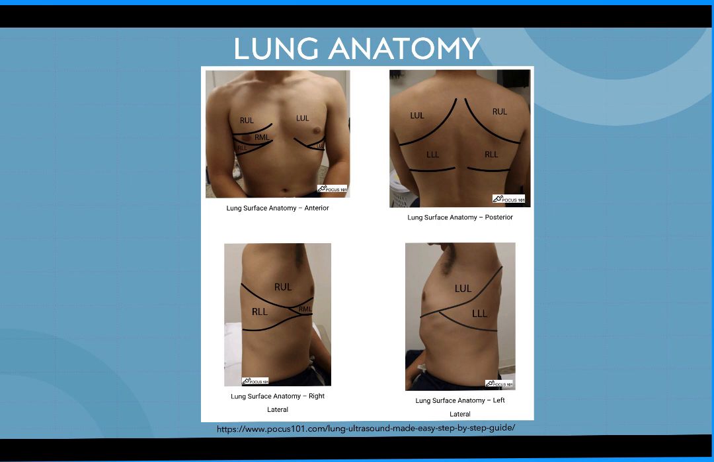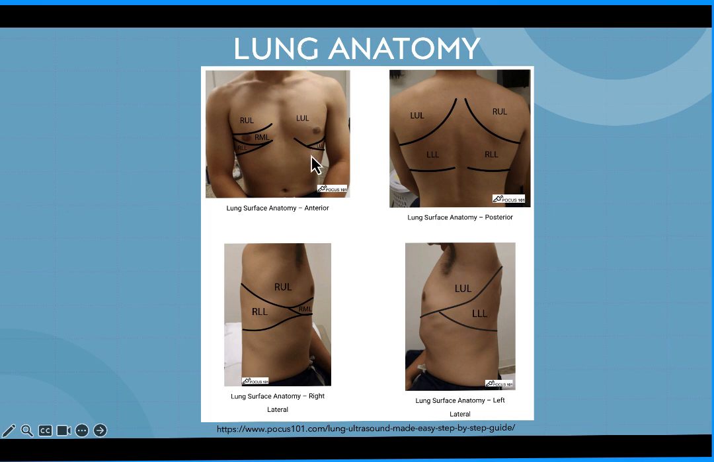Now, going over lung ultrasound anatomy, we're going to start with the top right-hand corner of the screen. We're going to divide it into hemibodies. We have our left and our right side. The left side is divided into the upper and lower lobes, similar to the right side. Where this is different is concerning the anterior portion of the chest. On the anterior portion, the right side has 3 lobes, the left side has 2 lobes.